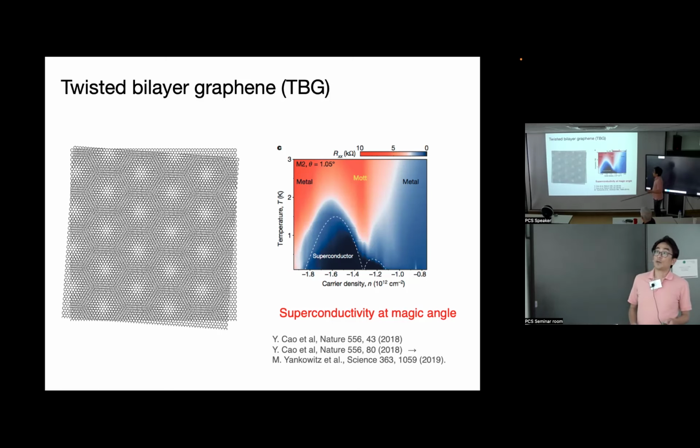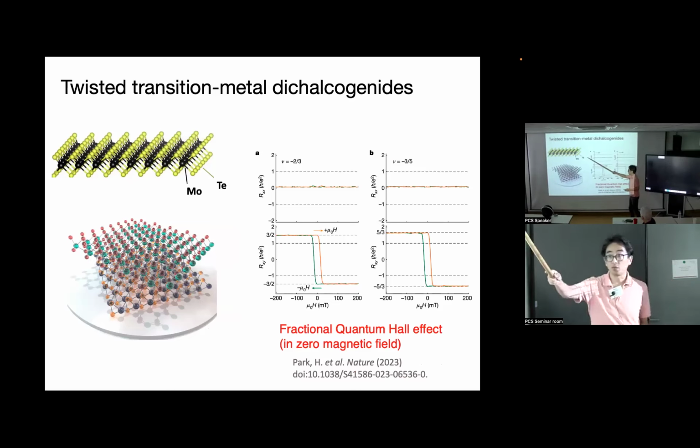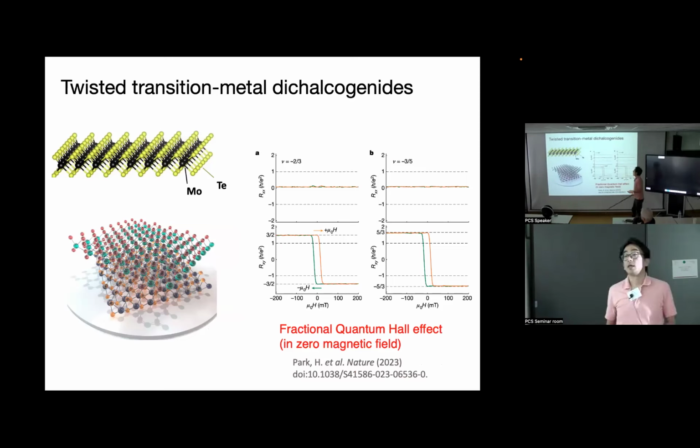And not only graphene, we also have twisted transition metal dichalcogenides. This is a different kind of 2D material. Again, we can make this Moiré system by stacking with some rotation angle. Interestingly, they found a fractional quantum Hall effect at zero magnetic field, so that the phase works as a magnet. So this is a very big thing in the 2D material field.